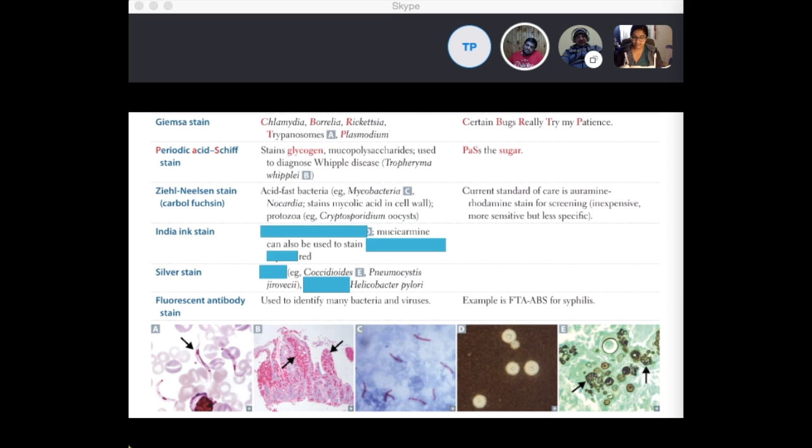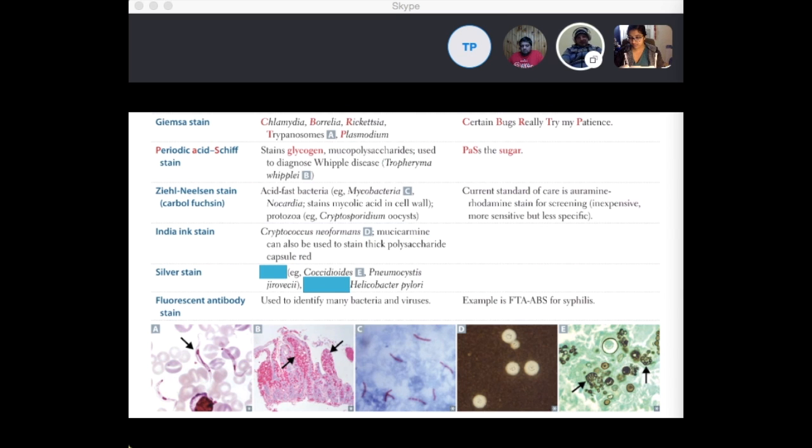Nice. Alright, then we have India ink. And what organism does this stain? Cryptococcus. Yes. And what does it stain specifically? The outer capsule? A thick polysaccharide capsule.